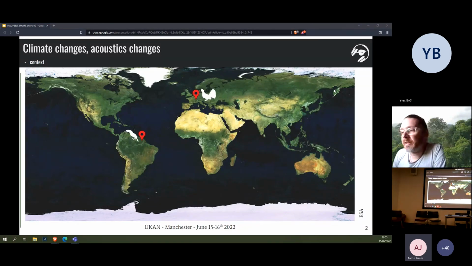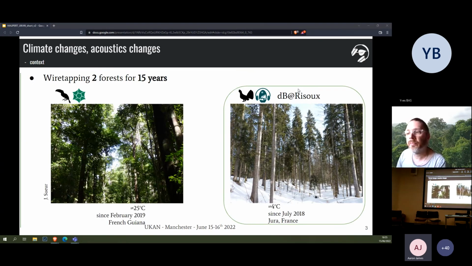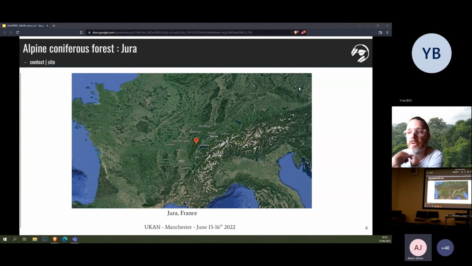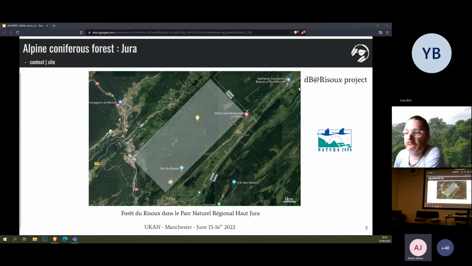Global warming is already changing the soundscape of our forests. So ecoacoustics seems to be an appropriate tool to track the changes of the biodiversity. And from this observation, we started in 2018 and 2019 two long-term audio monitoring projects in two very different ecosystems in France and in French Guiana. The goal is to wiretap both forests for at least 15 years. Today I'm going to focus on the Jura for this presentation, but we did the same experiment in French Guiana.